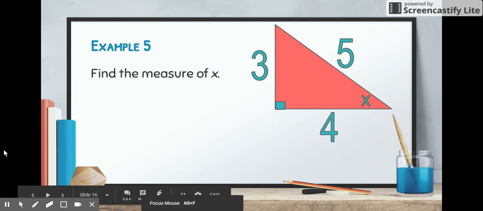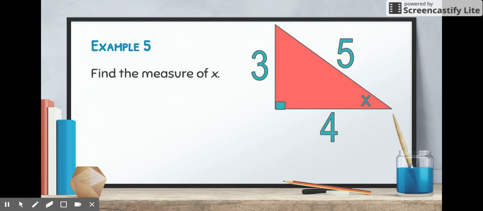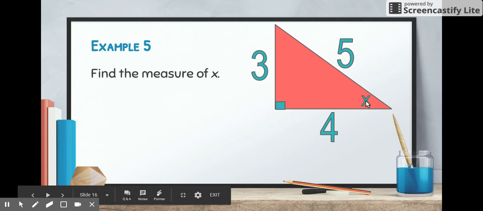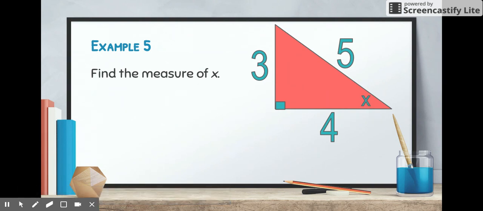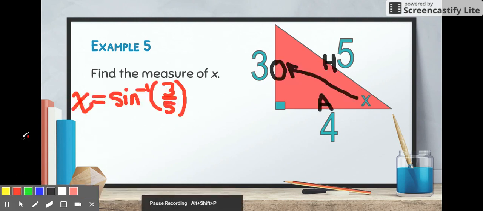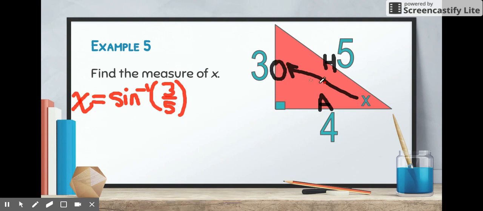Here's our last example. This problem actually lends itself to a lot of openness, lots of different ways to solve, because in this case, we have all three side lengths. So if we're trying to find x, then we could use any of the trig ratios. So I'm going to show you all three ways we could solve here, and you can just decide which way is easier for you. So I just listed over here that we have 3 is the side opposite to x, 5 is the hypotenuse, and 4 is the adjacent side.